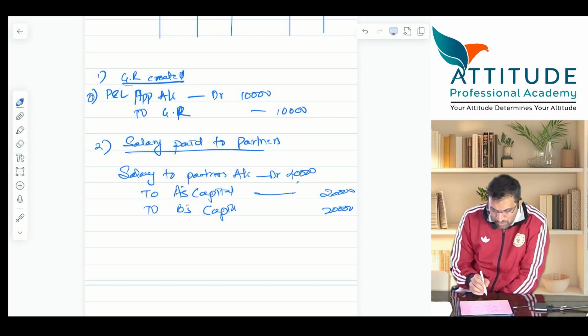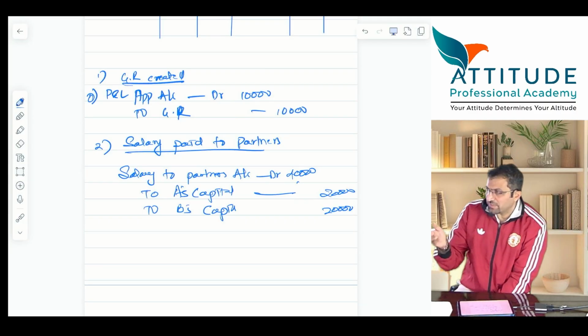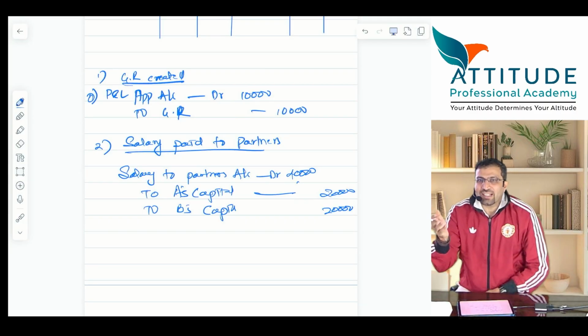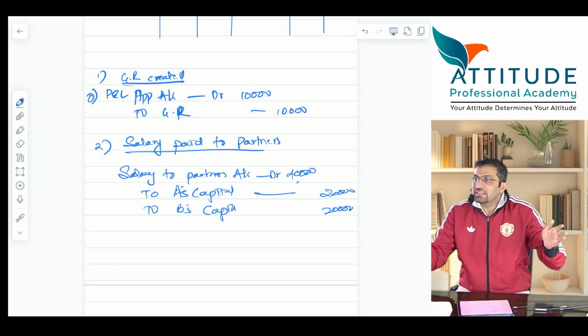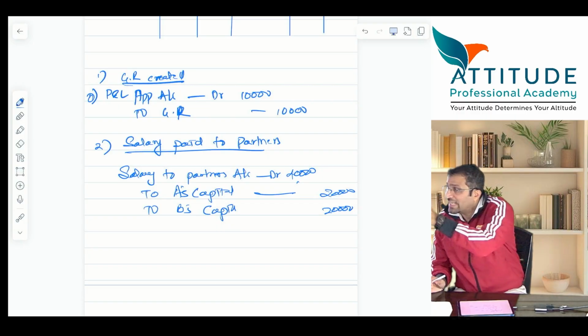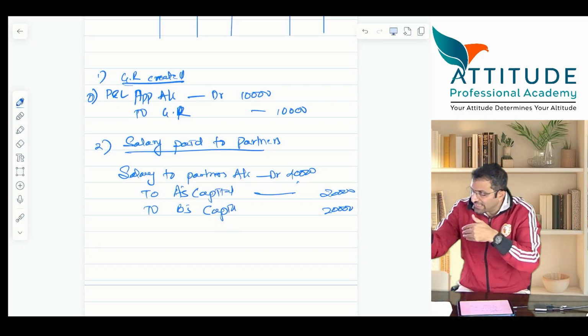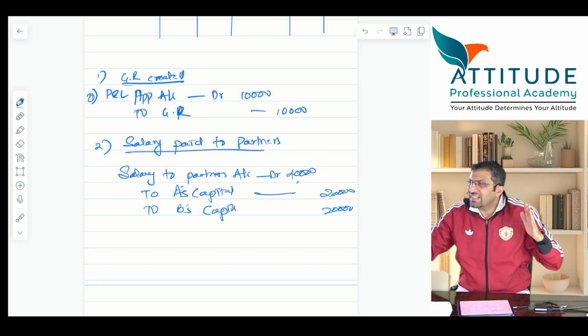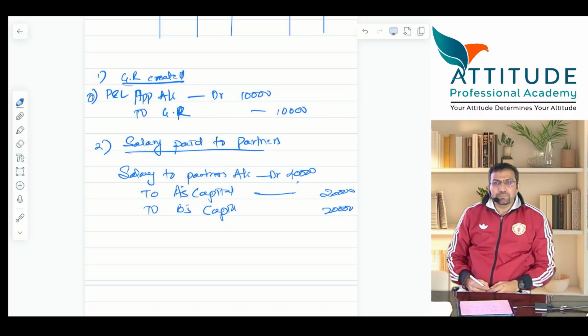Sir, क्या बात कर रहे हो? Salary is an expense. When treated as an expense, right now it is not an expense, it is an appropriation. Is that clear? It is as good as you are paying to yourself. Partnership and partners are one and the same. But in accounts, we treat them as different people. Are understood? So what is the entry? Tell me. Salary to partners account debit to partners capital.